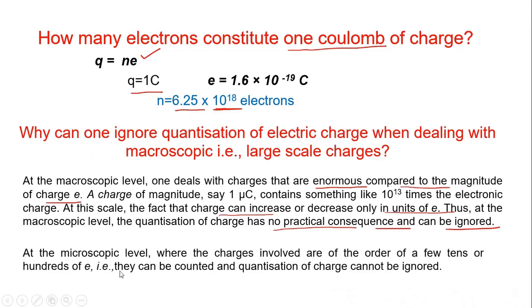Whereas at microscopic level, where we are dealing with only a few tens or hundreds of electrons, the quantization of charge cannot be ignored. We have to keep on counting the number of electrons. This is all about why the quantization of a charge is neglected at a macroscopic level.